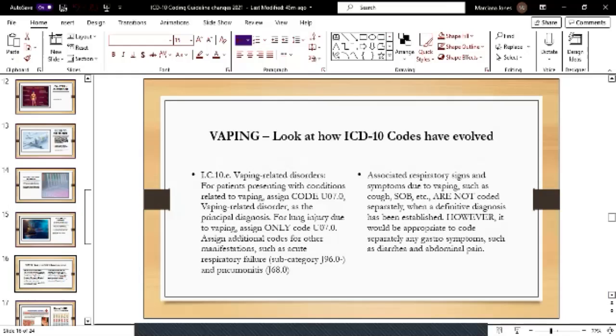as the principal, which means you can have a secondary. So for the lung injury due to vaping, this is the only respiratory code you're going to need, the U07.0. Now assign additional codes for other manifestations, such as acute respiratory failure. You're going to code that from the subcategory J96.0 and whatever next number it may be. And then you're going to code the next code.